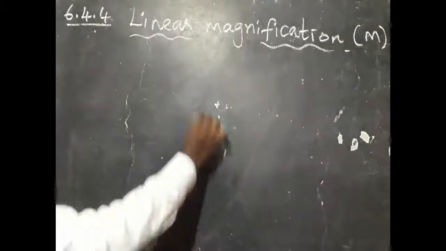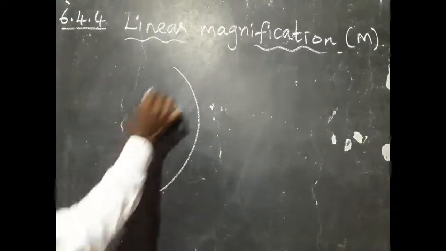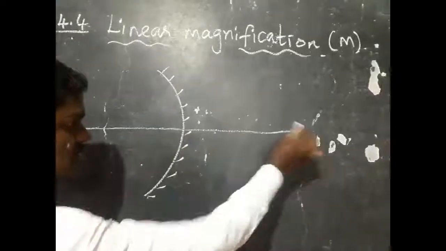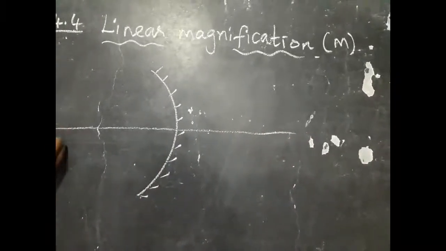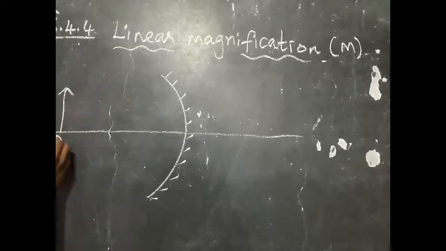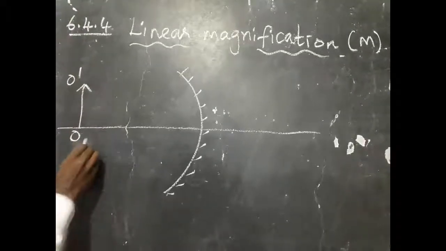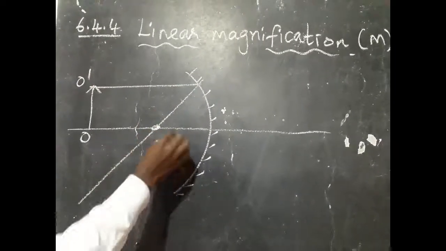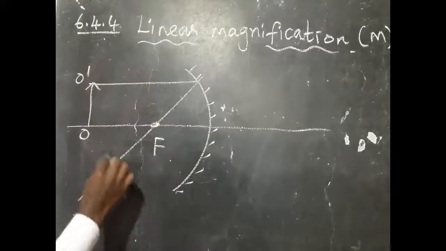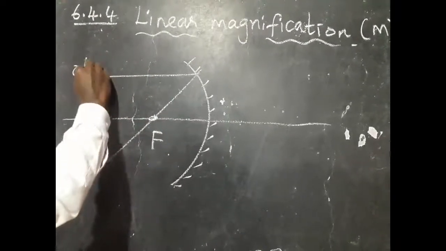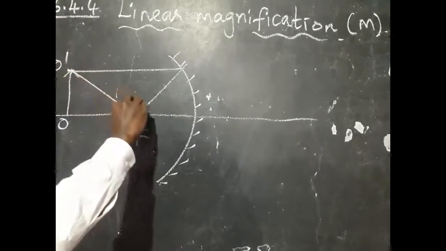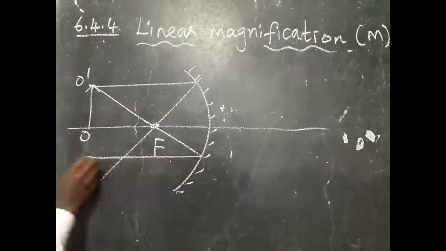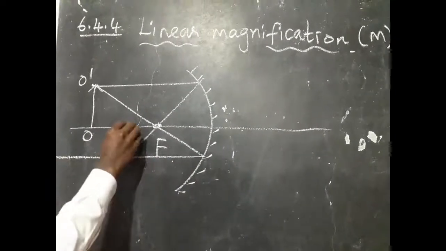that is linear magnification. For example, we have to consider the mirror. So that is a concave mirror, and this is the principal axis, and we can keep the object here. So O stands for object. The ray parallel to the principal axis will get reflected through the principal focus. And at the same time, the second one is the ray through the principal focus, which will get reflected parallel to the principal axis, and here we can get the image.